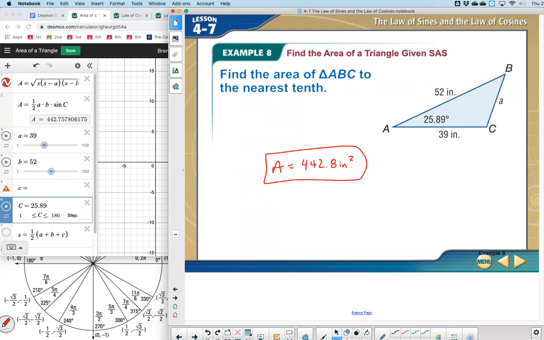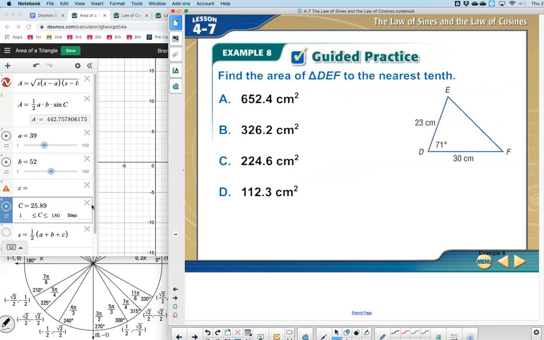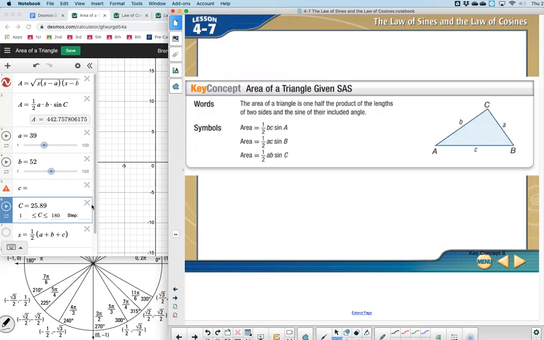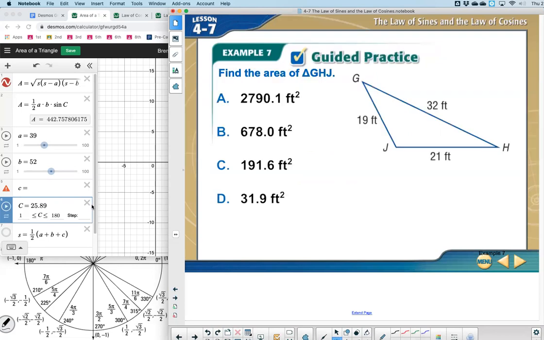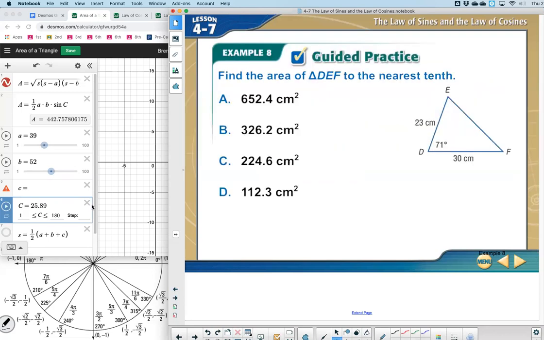So now I have two DOLs you can try off of this. We use the formula here: area equals 1/2 times B times C times sine A, which is technically what I did there, but I just used my calculator. I've typed in my two side lengths and my angle, so the calculator makes those really simple. Now you can try these two problems: the DOL for example 7 and the DOL for example 8.